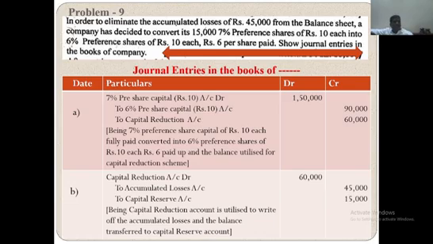7% preference share capital account debit, to 6% preference share capital account, to capital reduction account. How many shares? 15,000 shares at the rate of rupees 10 each. Old 7% preference share capital account to new 6% preference share capital, with share value rupees 6 each: 15,000 into 6, 90,000. The remaining amount, capital reduction, is rupees 60,000. How much capital reduction do you have? 60,000 rupees, but the accumulated loss in the balance sheet is 45,000. Capital reduction account debit 60,000 to profit and loss account 45,000. The remaining 15,000 is transferred to capital reserve account.